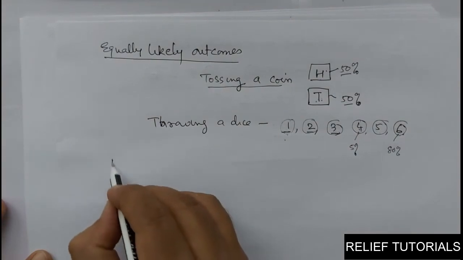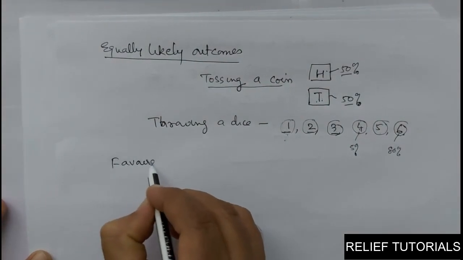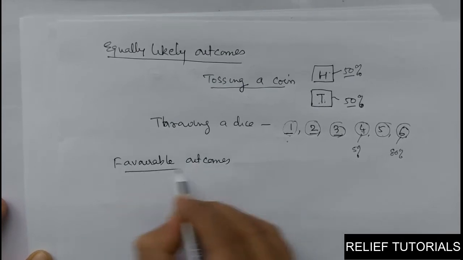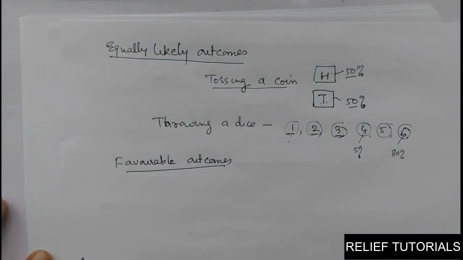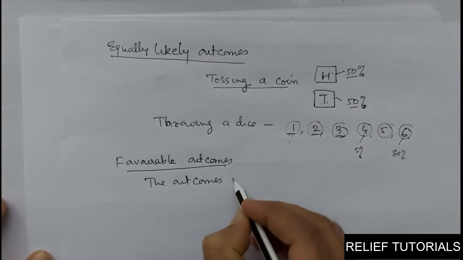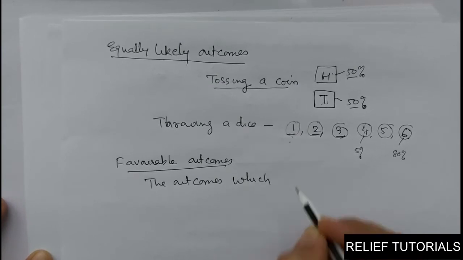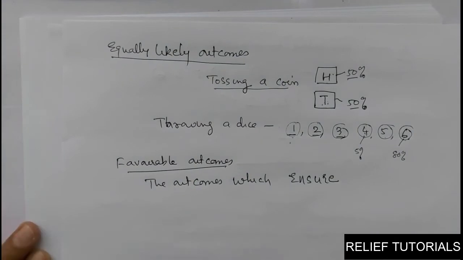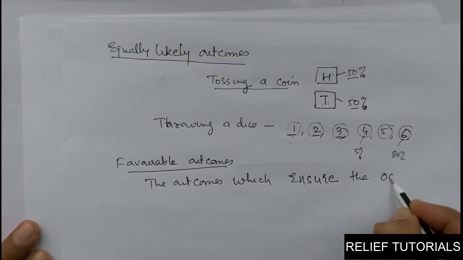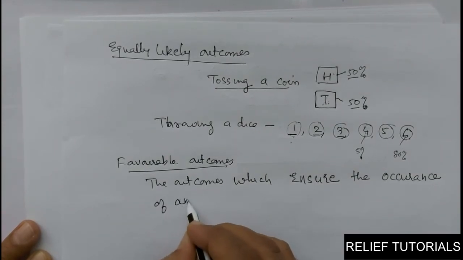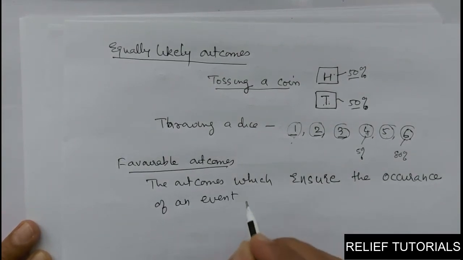Now, favorable outcomes we will see. What do you mean by favorable outcomes? The outcomes which ensure the occurrence of an event are called favorable outcomes.